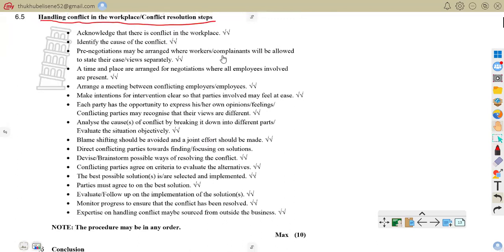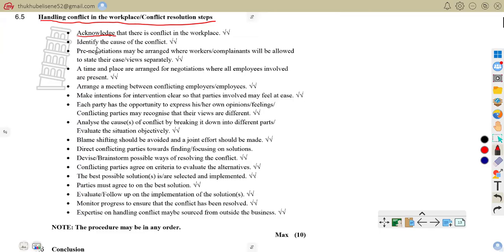Acknowledge that there is a conflict in the workplace. So you have to acknowledge. To make it easy to handle, you have to acknowledge that there is a conflict. That is how it can be resolved, or that is how we can solve it. Acknowledge that there is a problem, there is a conflict here.